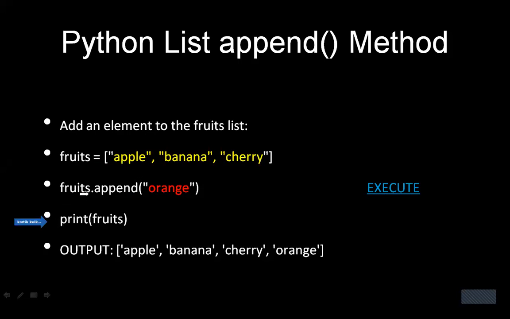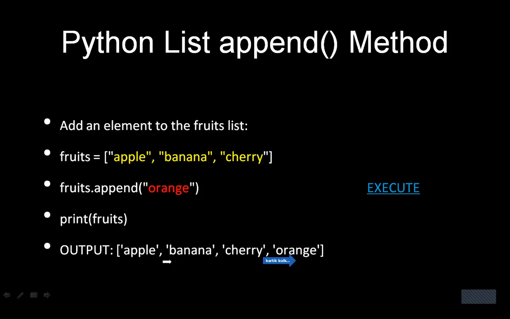Now see, I am appending orange to the existing list. Then if I print the list, I will get the output with orange included in the given list. But where exactly it will be included is also important, right?